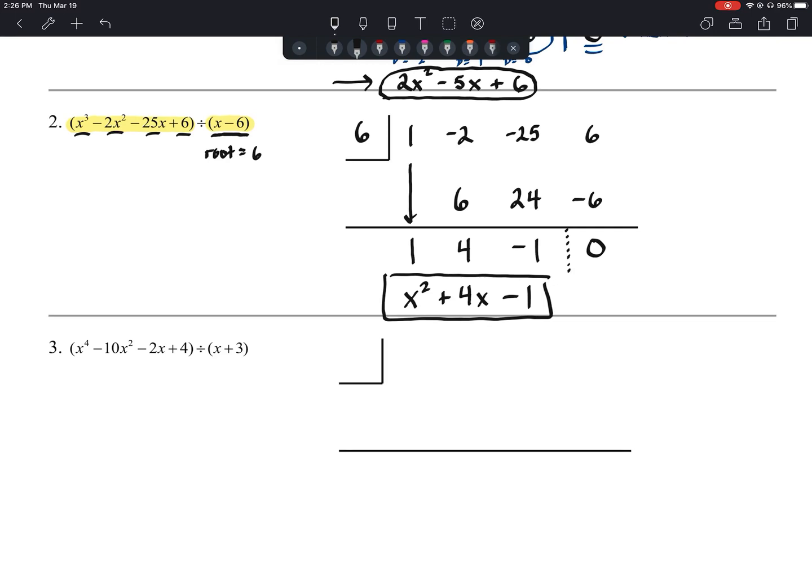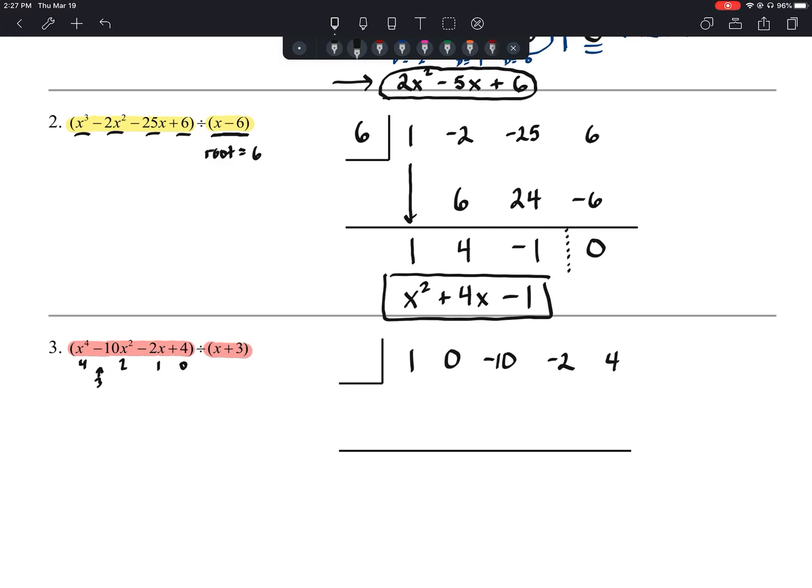All right, so the next one we've got here, our dividend is x to the fourth minus 10x squared minus 2x plus 4, and we're dividing it by x plus 3. So as we're writing this one out, we've got a degree of 4, a degree of 2, a degree of 1, and a degree of 0. So remember, we're missing that degree of 3. So we'll have to fill that in with a placeholder. We've got 1x to the fourth, we'll put 0x to the third, negative 10x squared, negative 2x, and then a 4 at the end.